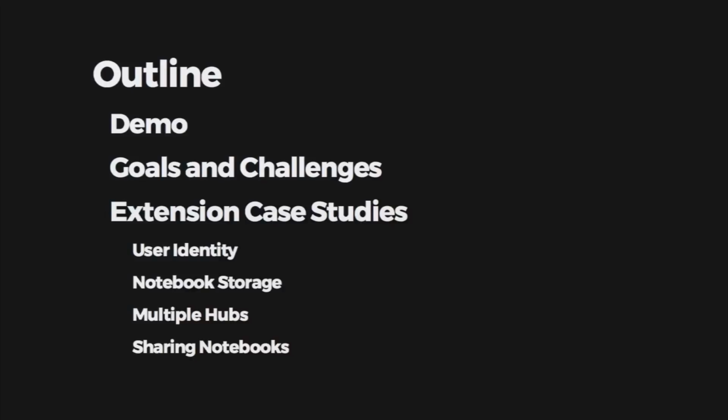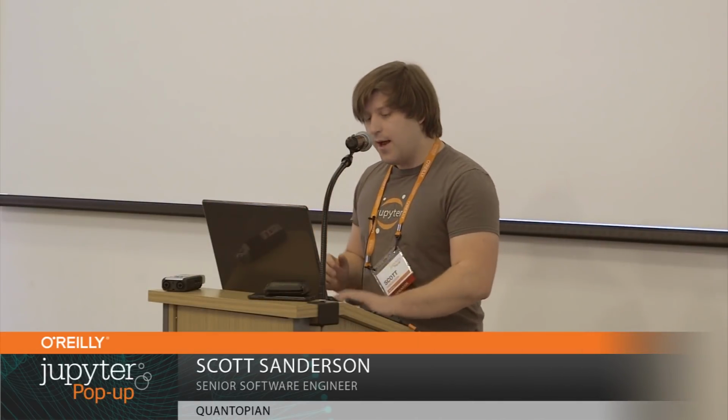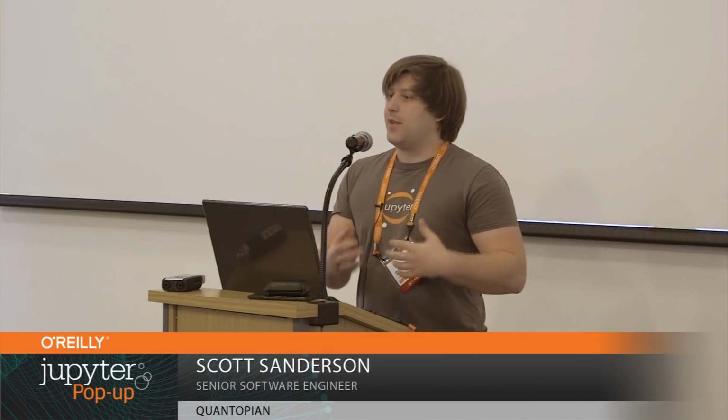And so the outline for this talk is we're going to start with a demo of the project that the rest of this talk is going to be about, so we have a sense of the system that we're building and how all these pieces fit together. And then I'm going to come back and talk about some of the goals and challenges that went into this project. In particular, I want to talk about this project as a case study of all the different ways that Jupyter provides really interesting APIs for flexibly extending and modifying the core behavior of the Jupyter systems.